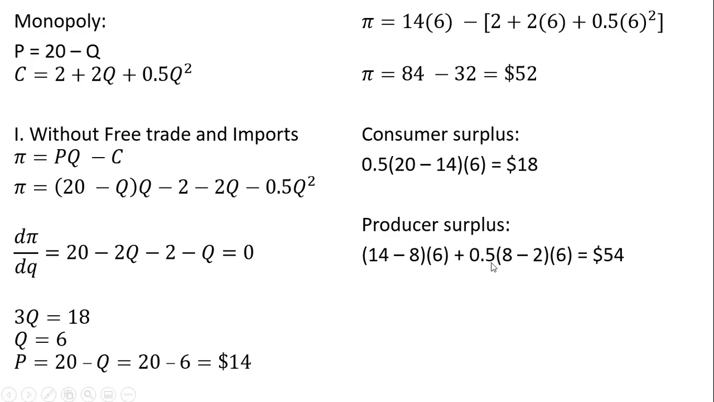And then the other part of producer surplus is going to be a triangle region, so it's going to be 1/2 base times height. It's going to be that $8 where marginal revenue equals marginal cost, and then this $2 here is where the marginal cost curve of the monopolist intersects the vertical axis. And once again, 6 here is the quantity of output, so this is $54. A simpler way, perhaps, of getting producer surplus is just simply profit plus fixed cost. So $52, adding back fixed cost, gets $54. Same thing.